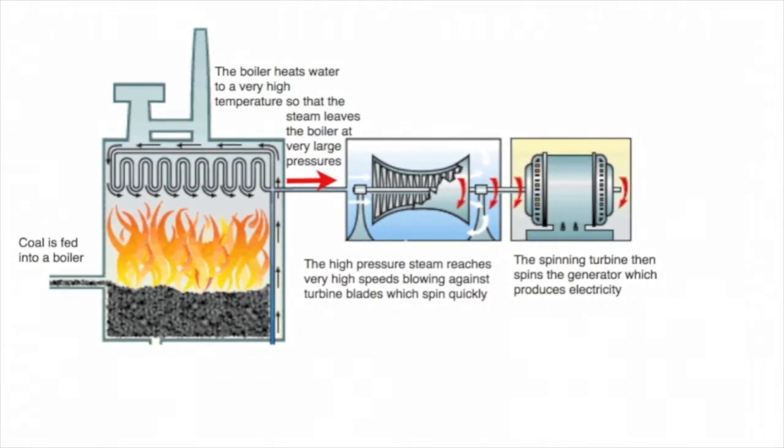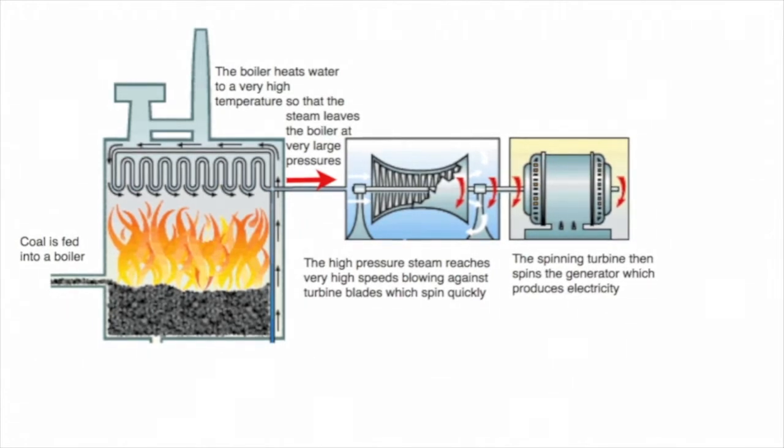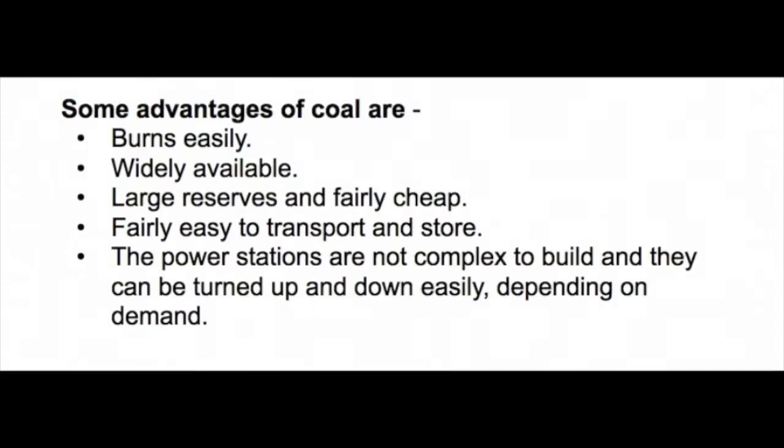We use coal as an energy resource because it has many advantages. It burns easily. It's widely available, particularly within the UK. There are large reserves here and worldwide. It is fairly cheap. It is reasonably easy to transport and to store, and the power stations aren't complex. They're not too difficult to build, and they can be turned up and down easily depending upon demand.